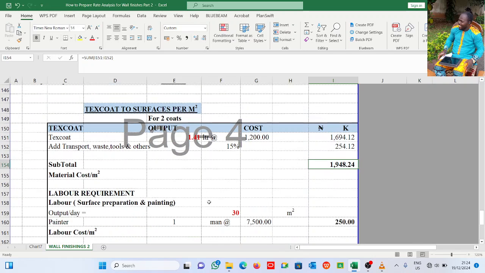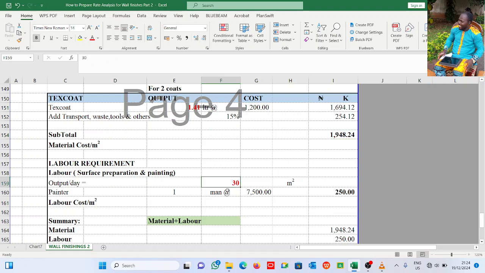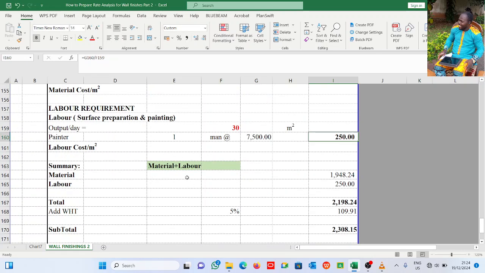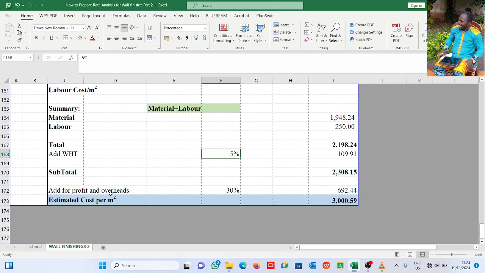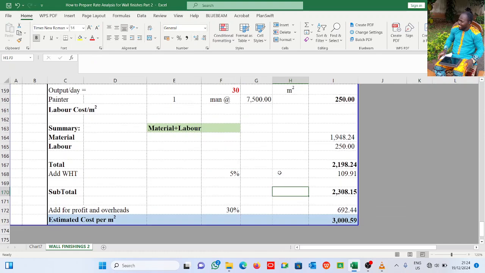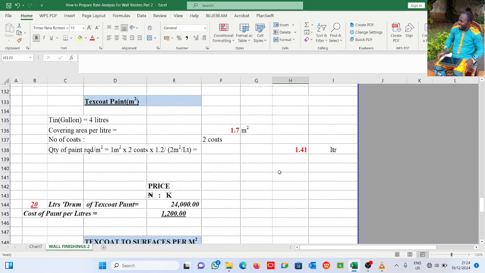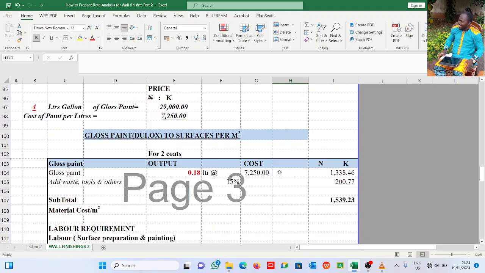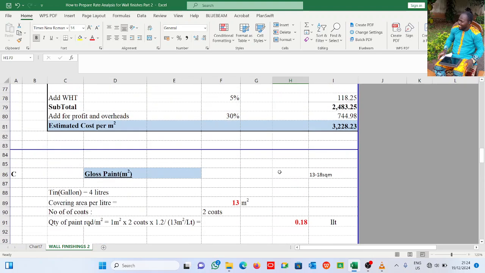The labor component is the same as the emulsion, 30 square meters per day at 7,500. If I divide, that gives me 250. We have the material and the labor part now. All right, so we add them together, material and labor, add withholding tax 5%, then profit and overhead 30%. So this is basically what we have for today's tutorial: POP wall screed and painting of various kinds.